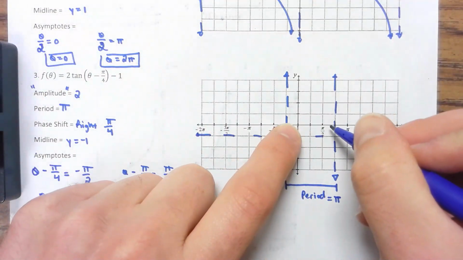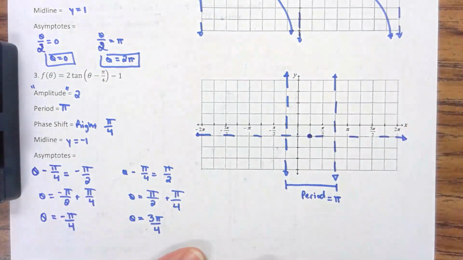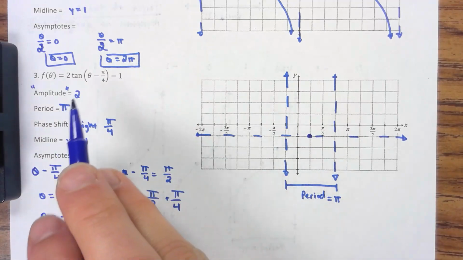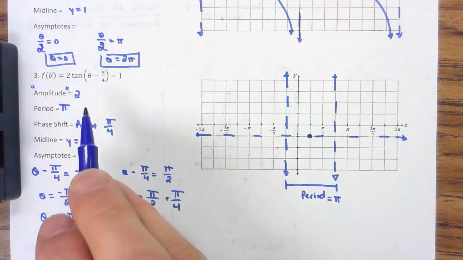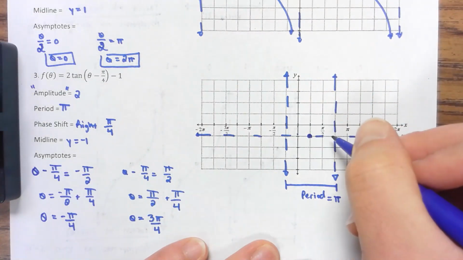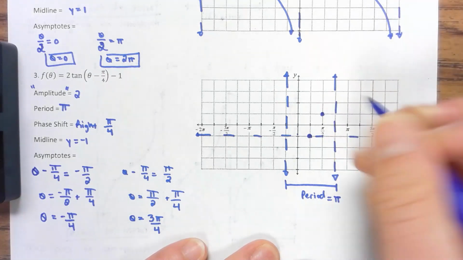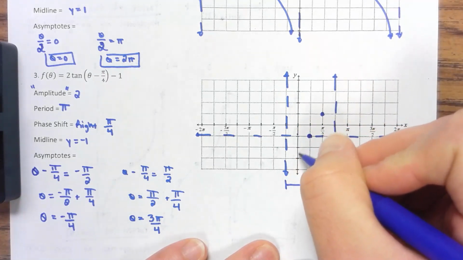Halfway in between that period is where we're going to put our point on the midline. So that's at positive pi over 4. And the amplitude, again, I'm just going to start saying the vertical stretch. So the vertical stretch here is 2. So if I go halfway between this midline and that asymptote, I need to go up by that a value. And then the other direction, I'll go down.